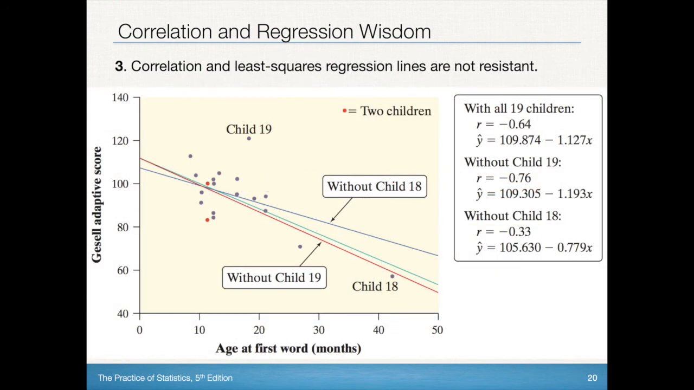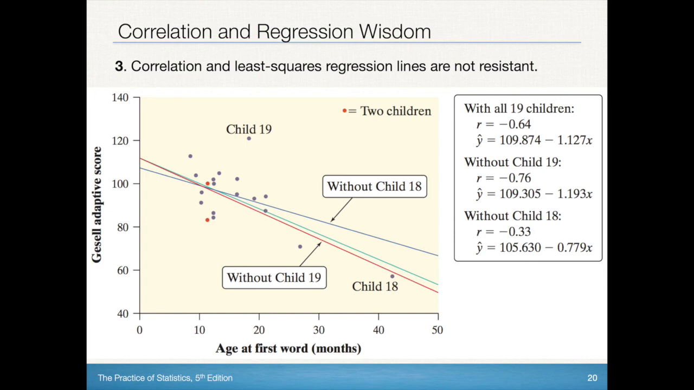The last thing that's really important is to recognize that correlation and regression lines are not resistant to outliers. And so if we take a look at these three regression lines here, we're focusing on 2 points: the point that's labeled as child 18 and the point that's labeled as child 19. And you can see on the right-hand side there that we have the results of our calculation of the correlation coefficient and the regression lines themselves. And you can see that when we remove child 19 but leave child 18, we still have a regression line that's similar, but our correlation has improved because we've removed a point that has a substantial residual.